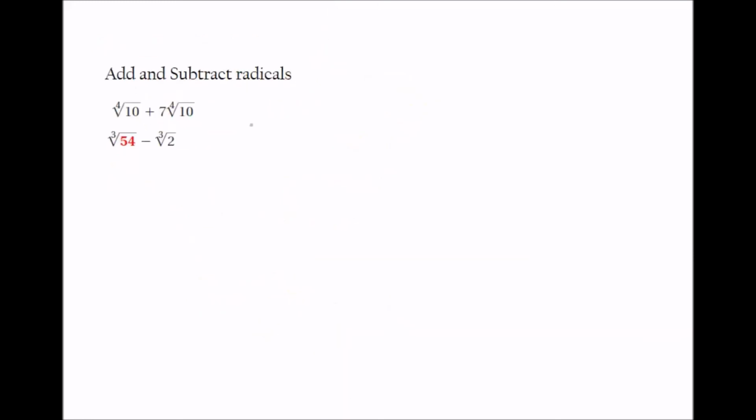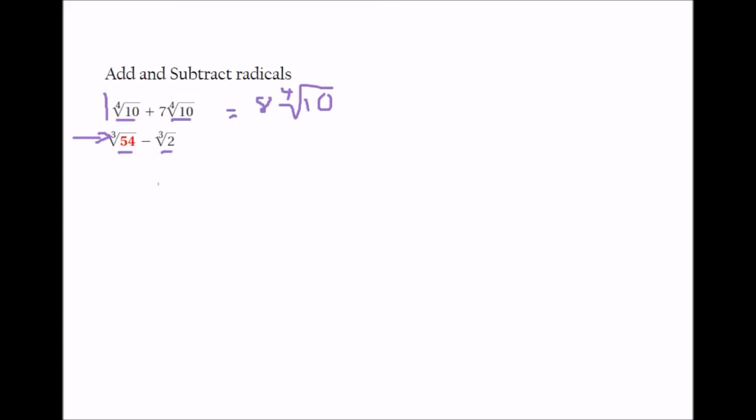Okay, when you want to add and subtract radicals, you can think about this part as a variable like x or y, and you cannot combine them through addition or subtraction unless they're exactly the same. Here they are the same, 4th root 10 and 4th root 10. So what we have here is 1 4th root 10 plus 7 4th root 10, which gives us an answer of 8 4th root of 10. In this second example, we cannot combine those, they're completely different. So we need to change this one until it looks like this. Right now it would be like trying to subtract x and y, it just wouldn't work.